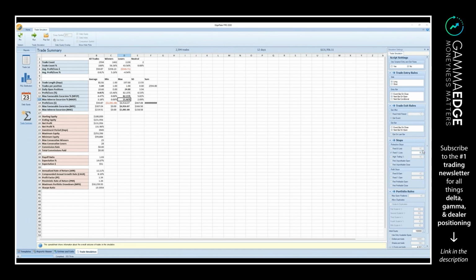It's not necessarily a stop per se, but if you go above PGEX, you get out. If you go below NGEX, you get out. It's that same thing, and I think you'll find the risk reward is pretty good.